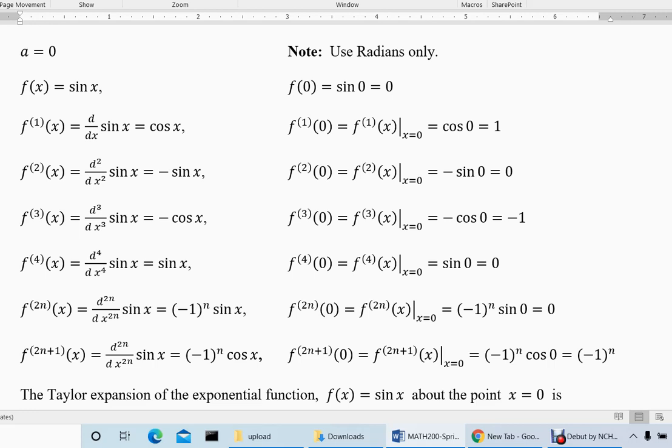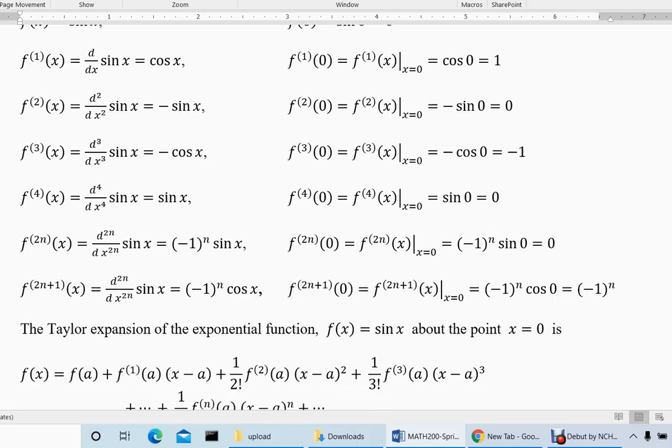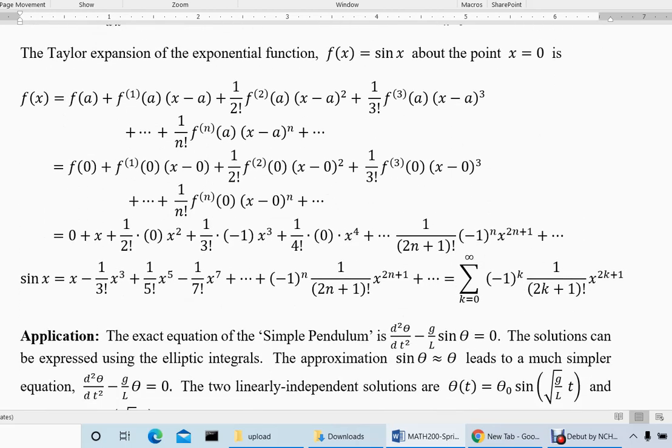Now this pattern will repeat because the functions are also repeating in the derivative. And when you do the Taylor expansion, the first term is f of a, f of 0, which is 0. Second term is first derivative into x minus a equal to 0, so it will be only x. And how much is the first derivative? The first derivative is 1, so you will get 1 into x minus 0, which is x. Then the second derivative is 0, so you don't have to calculate anything, the term will go away.